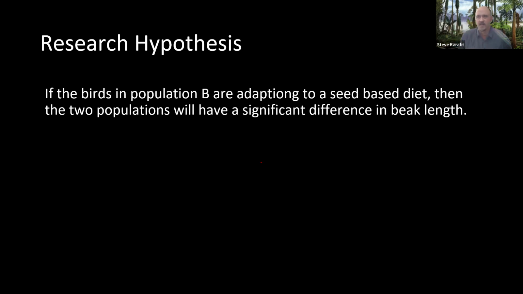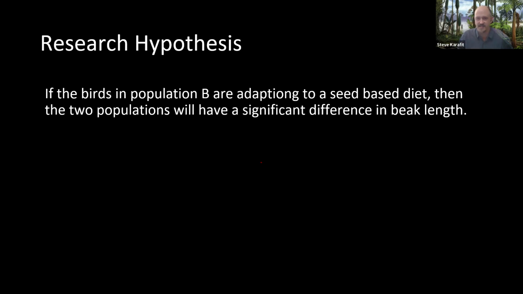So we might wonder, maybe the birds in population B are adapting to a seed-based diet and showing evidence of this adaptation. So we could write a research hypothesis, like what we did in Bio 1 when we write a hypothesis, right? If, then. The point of this slide is to show you that a hypothesis is an explanation, not just a prediction. If this were just a prediction, I would say the birds on one island will have a bigger beak than the other island. But I have an explanation here. If the birds in population B are adapting to a seed-based diet, that's what I think is happening, then the two populations will have a significant difference in beak length.